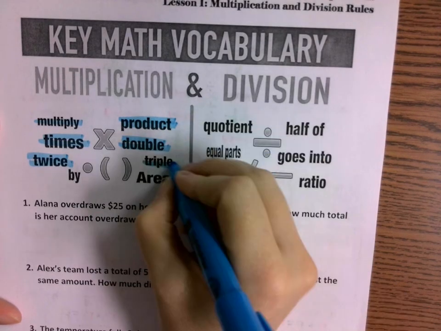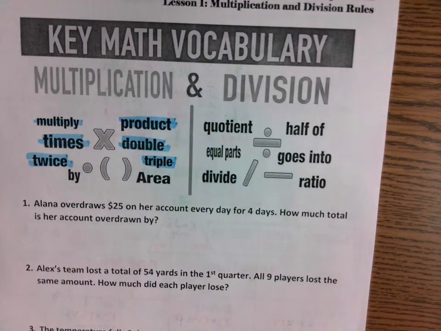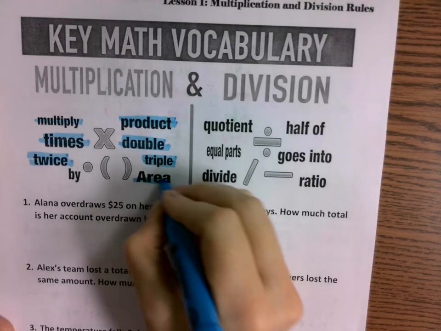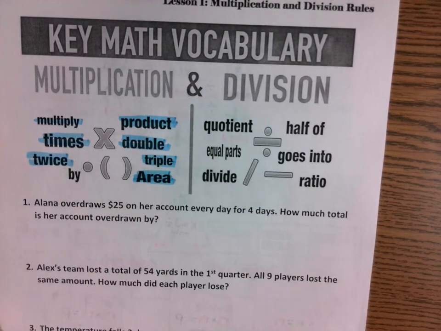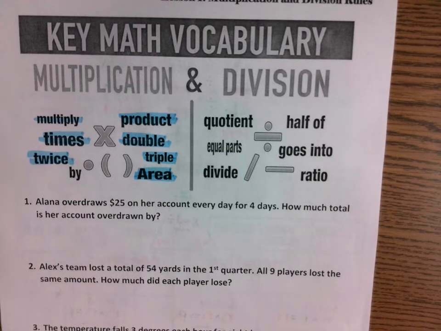Okay, area problems tend to focus on multiplication. So if you're finding the area of something, that means you are multiplying. The word by can also mean multiplication.